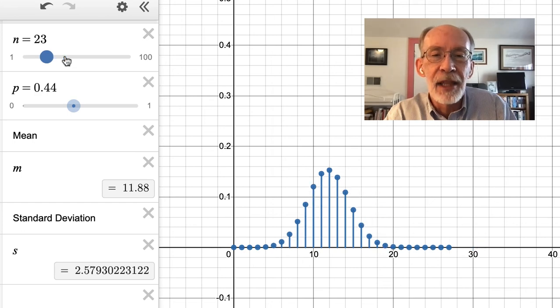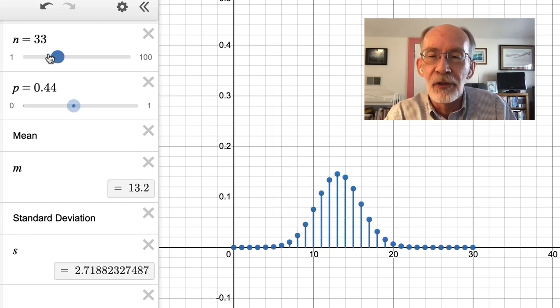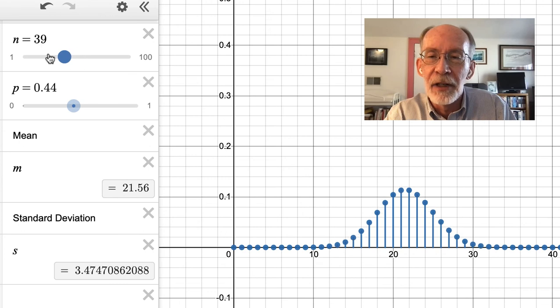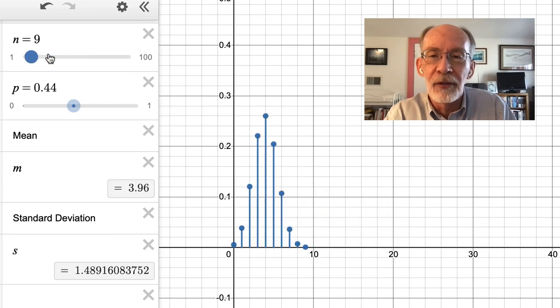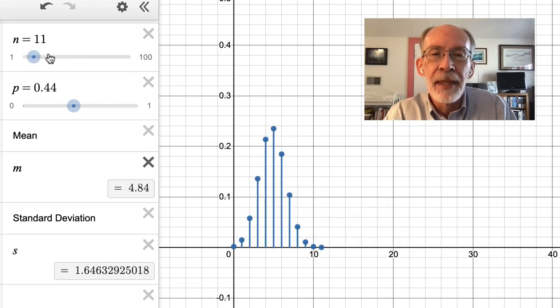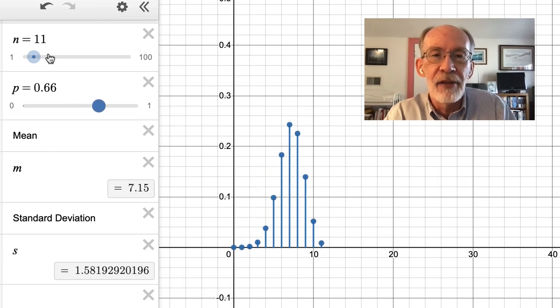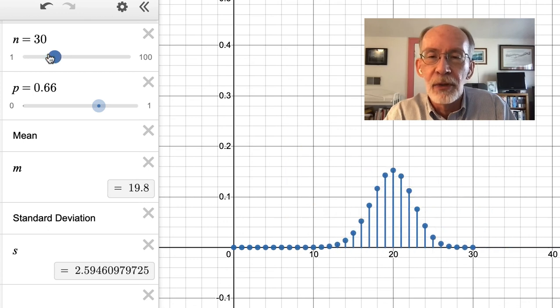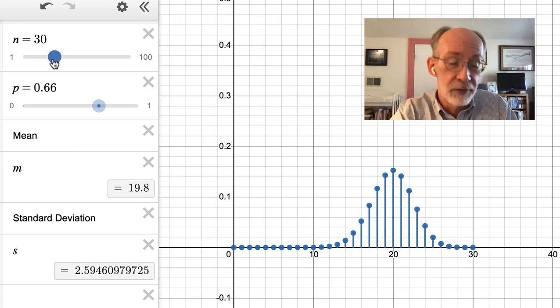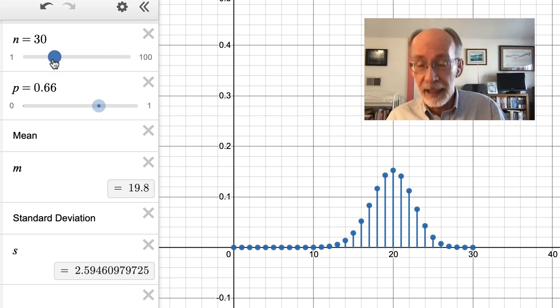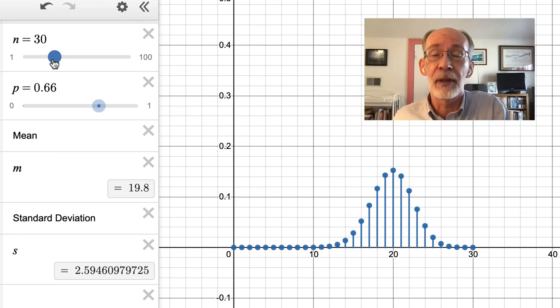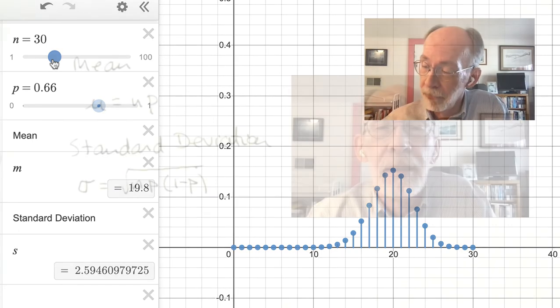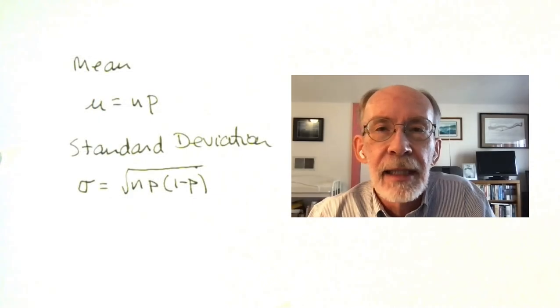If you look at the mean, it should surprise no one that larger n's give larger means, smaller n's give smaller means for a given p. Standard deviation also is going to increase, if only because we simply have more outcomes across which to spread the probability. There are actually formulas for the mean and for the standard deviation, and they go like this. Just for the record, we'll switch over to the document camera. Here we are on the document camera.